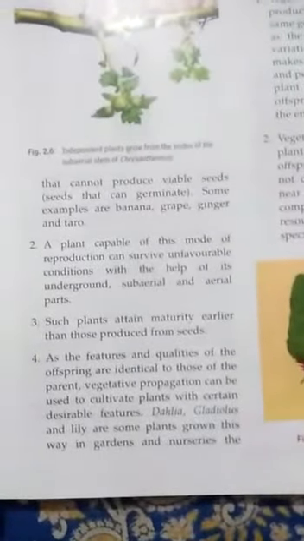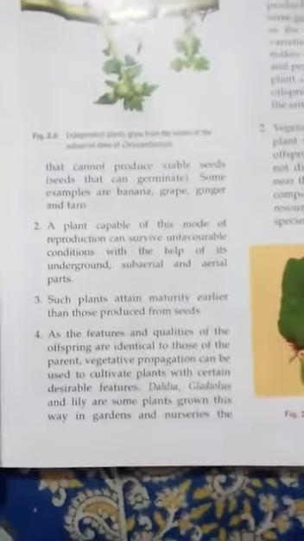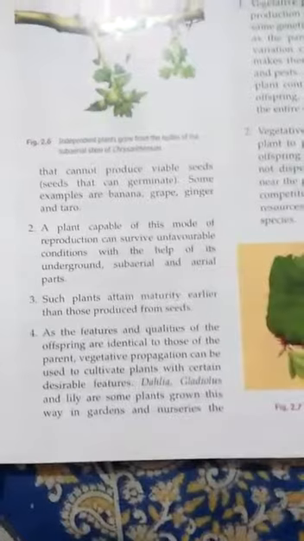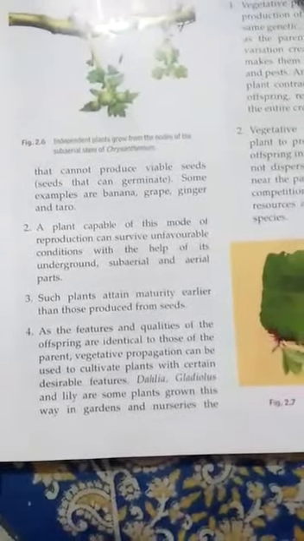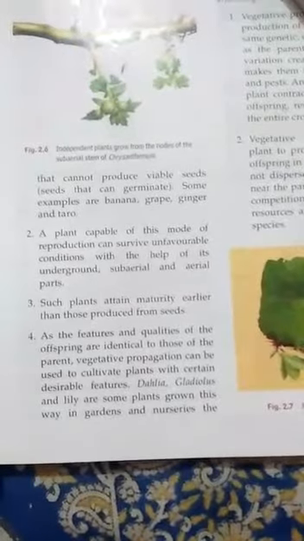They mature before seeds are produced, earlier than the time it takes for seeds to be produced. As the features and qualities of offspring are identical to those of the parent, they are exactly the same. Vegetative propagation can be used to cultivate plants with certain desirable features.